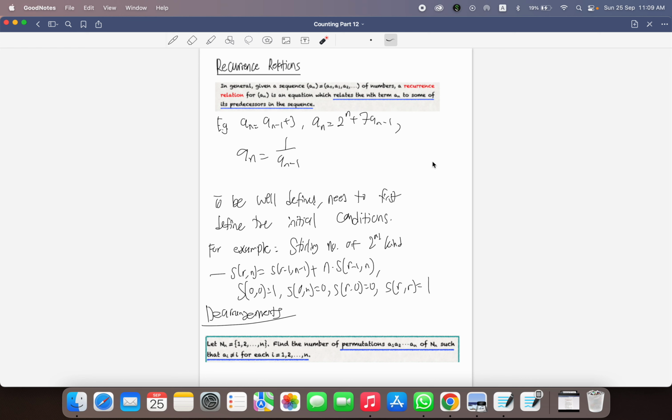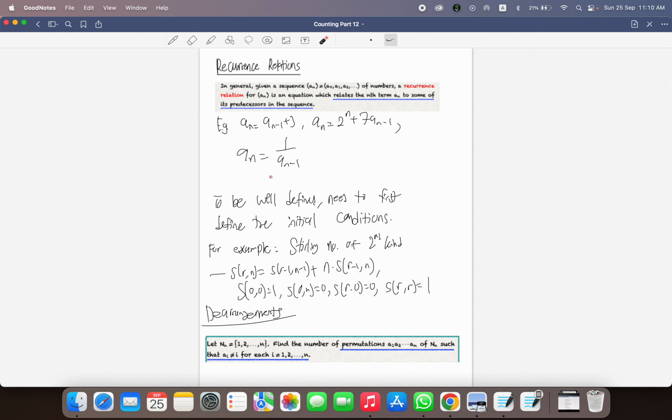This video will be going through recurrence relations in relation to how to do counting with them. So what is a recurrence relation? A recurrence relation is an equation that relates the nth term to its predecessor. So let's take an example: an equals an minus 1 plus 3, or an equals 2 to the power n plus 7 an minus 1. As long as there is a predecessor term, it is considered a recurrence relation.